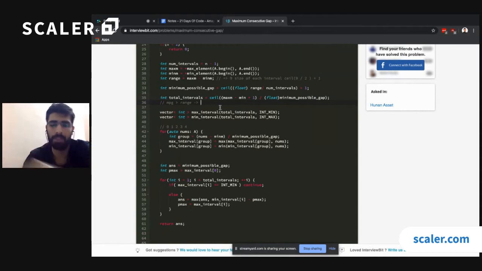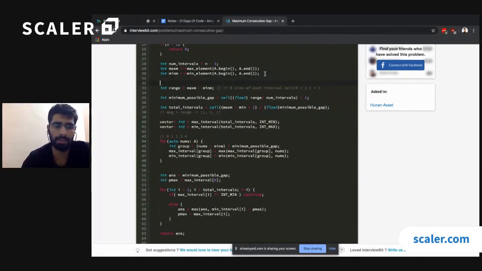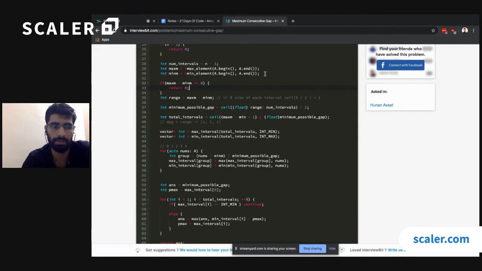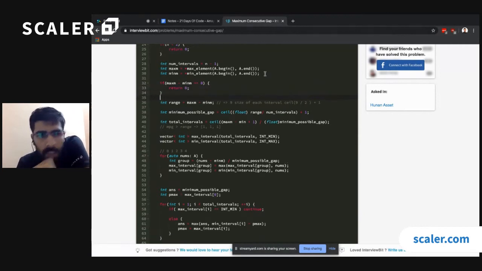Yes, when all the numbers are together, like 1, 1, 1, 1, 1, that is one case. That means I can check here if maximum minus minimum equals 0, where all the elements are the same, I can just return 0. Obviously, there's not going to be any gap. Okay, this thing is clear. Minimum possible gap is clear.